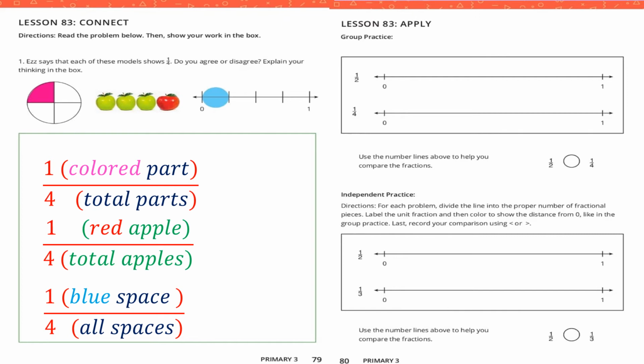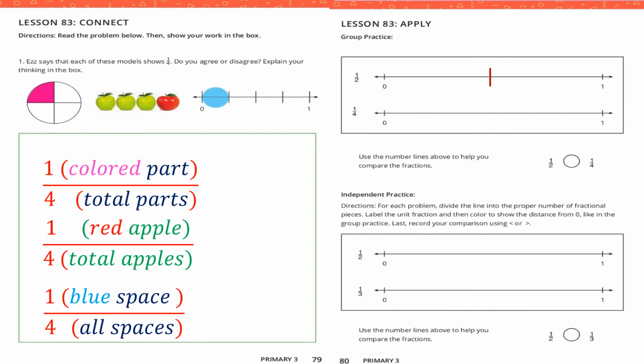Let's represent half on the number line. Look at the denominator. The denominator, it means the bottom number, is 2. So it means 2 equal parts. We want to split this number line into 2 equal parts by making how many dashes?